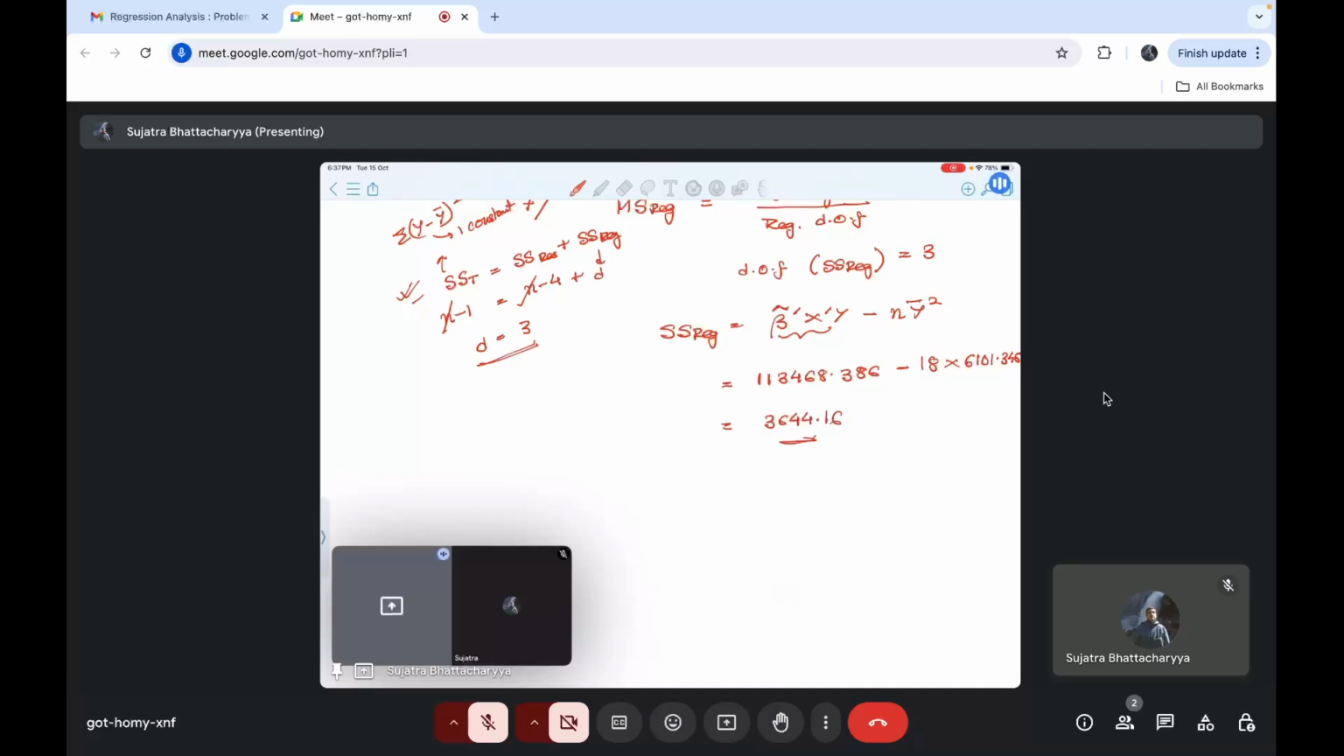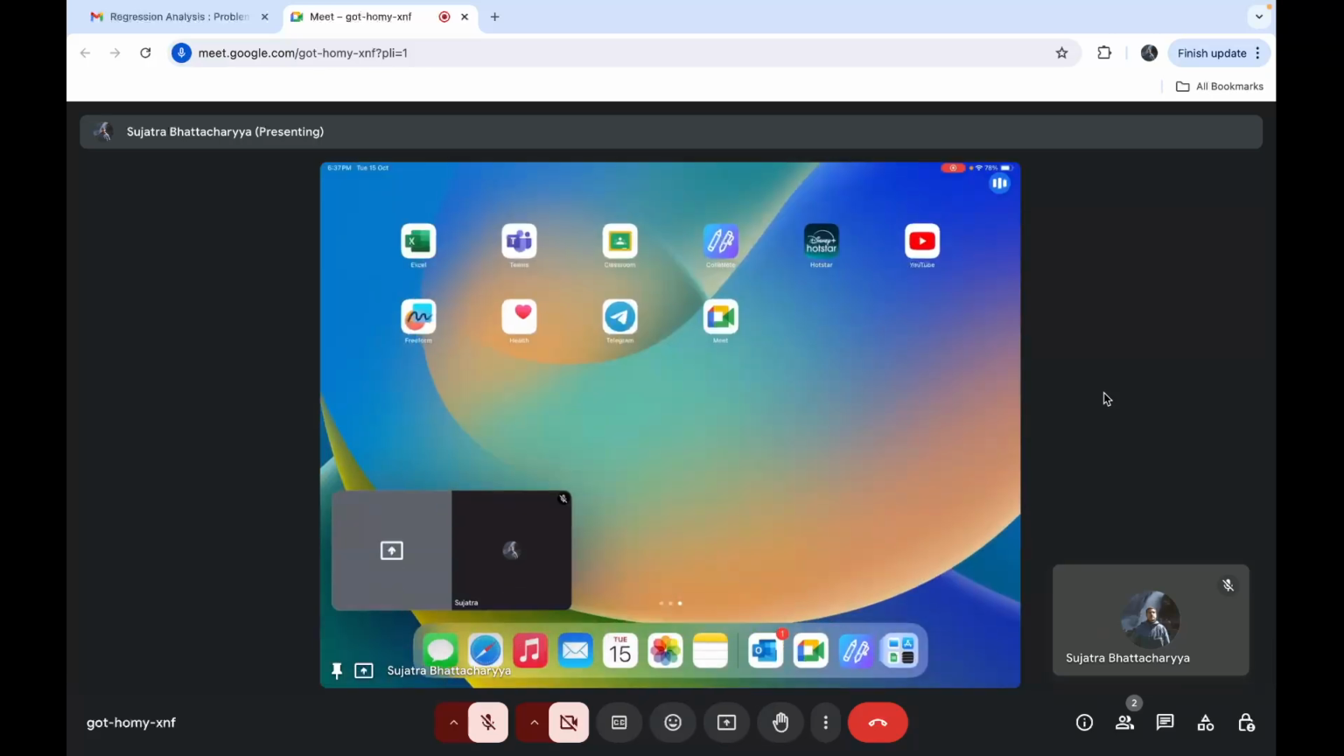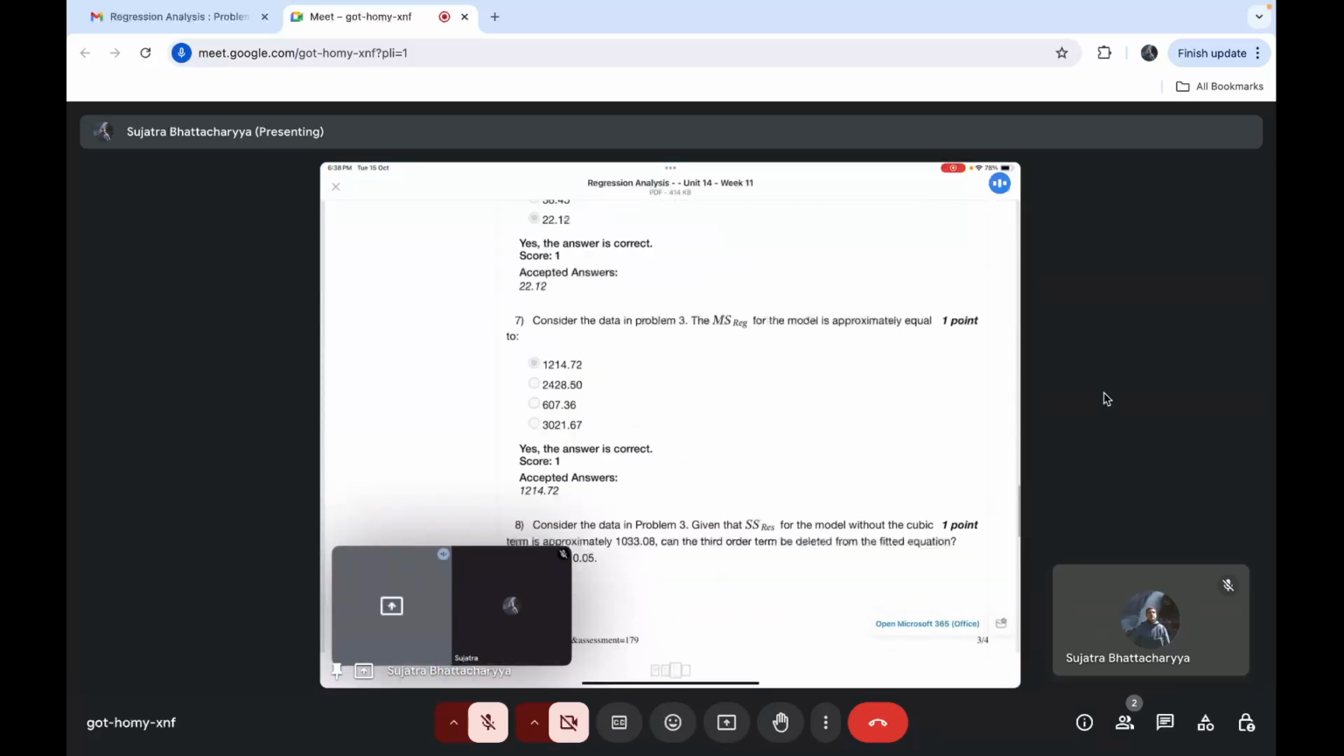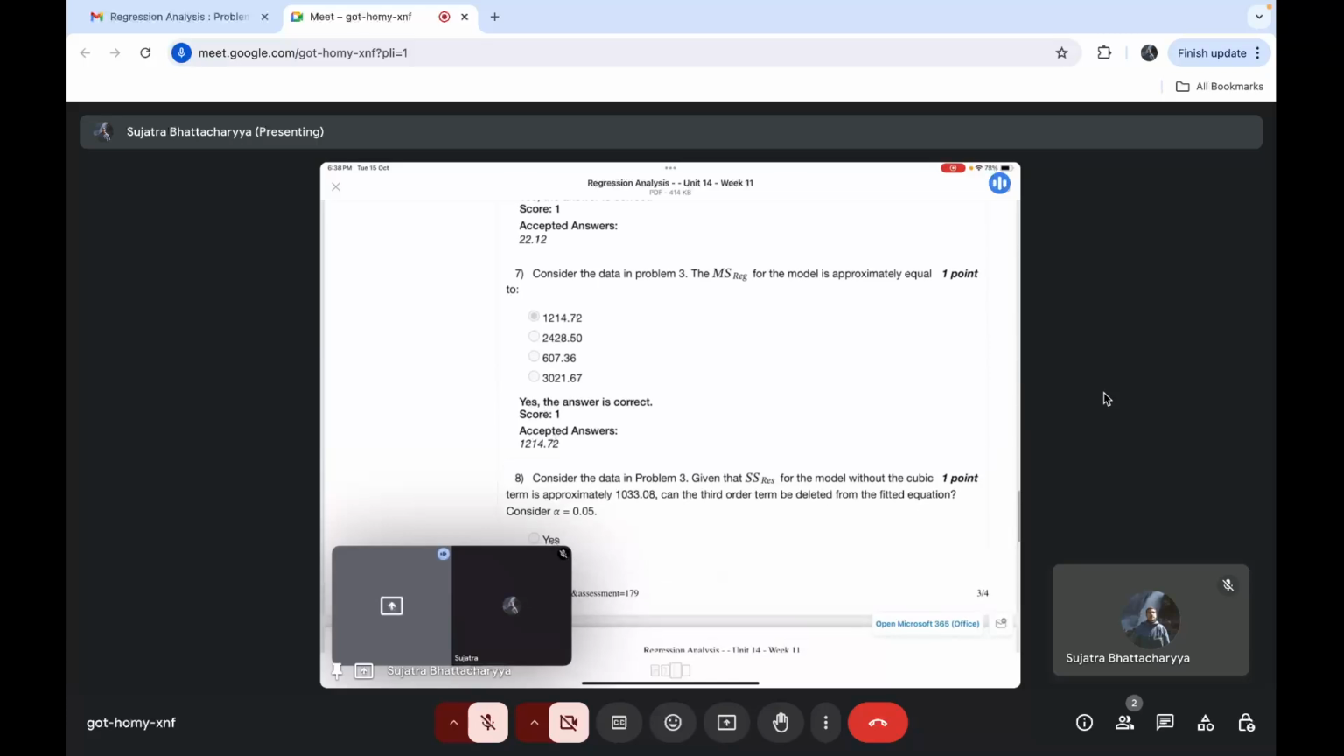Now what we require is MS regression, which is nothing but SS regression, 3644.16, divided by regression degrees of freedom, that is 3, which will give you 1214.72. This is the answer for the MS regression. So if you come to the question again and look for the answer, yes, it is 1214.72.